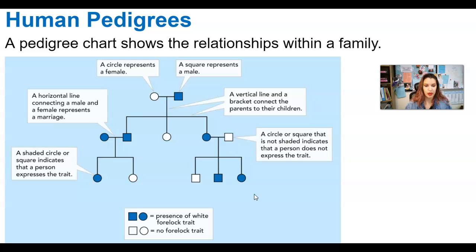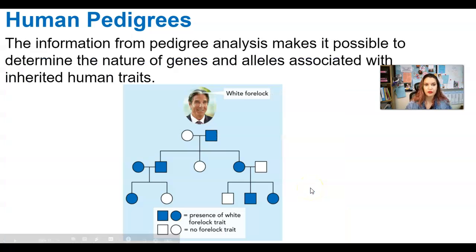So in the book, we talk about this forelock trait. So this would be the presence of the forelock trait. That would be blue and filled in. So human pedigrees. Yes, I know it's a dog food, but no, we're not talking about dog food. We're talking about genetics. The information from pedigree analysis makes it possible to determine the nature of genes and the alleles associated with the inherited human trait.